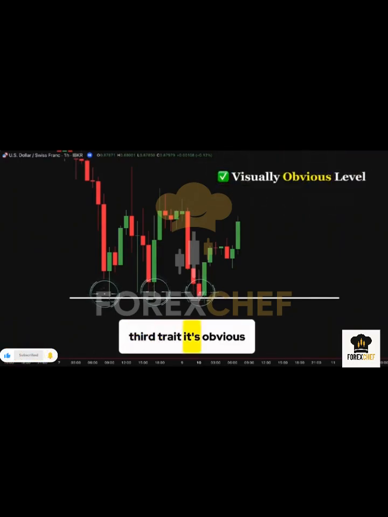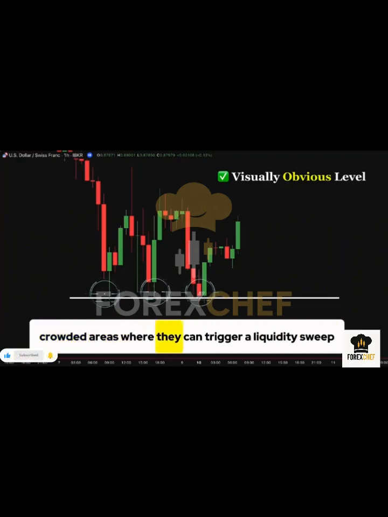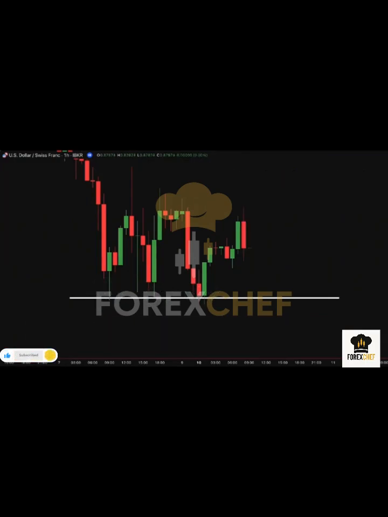Third trait? It's obvious. Anyone opening this chart, beginner or advanced, will spot this support level immediately, and when a level is that obvious, it becomes a hotspot for orders. That's exactly what smart money looks for, crowded areas where they can trigger a liquidity sweep. Now, watch what happens next.